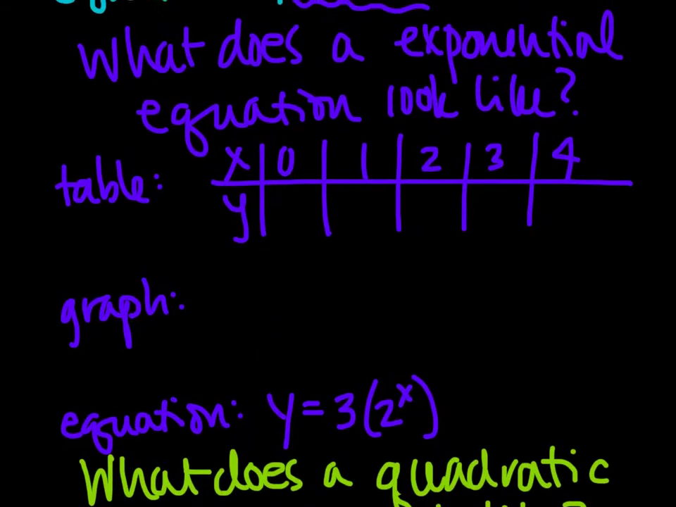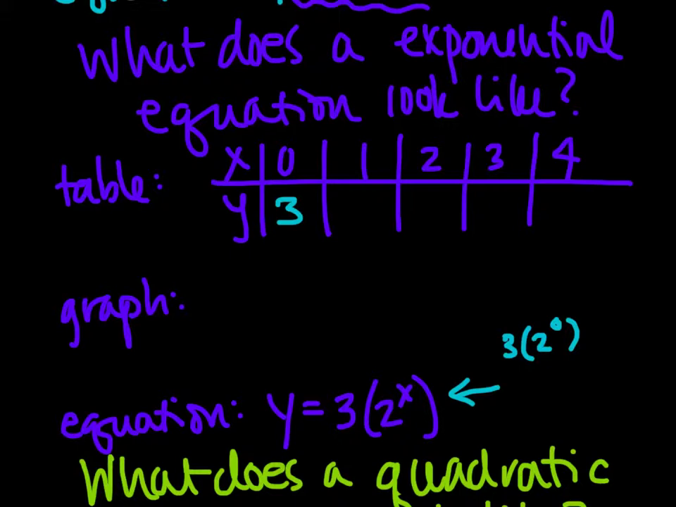What does an exponential equation look like? If I had those same values, 0, 1, 2, 3, 4 for x values, but we had this equation right here, y is equal to 3 times 2 raised to the x power, what would our graph look like? What would our table look like? So we have 3 times 2 raised to the 0 power. 2 raised to the 0 power is 1. 1 times 3 is 3.